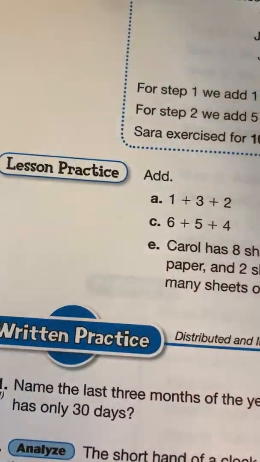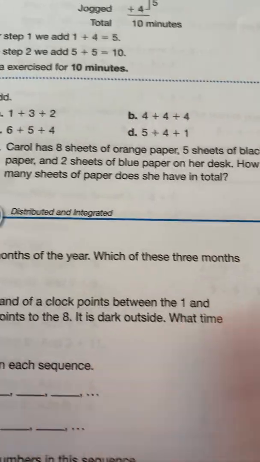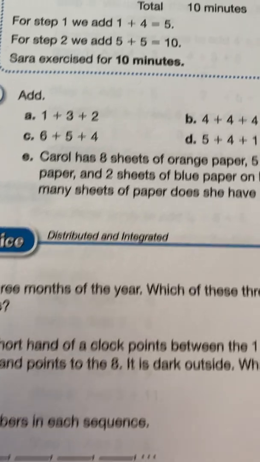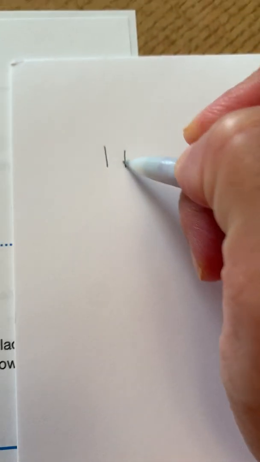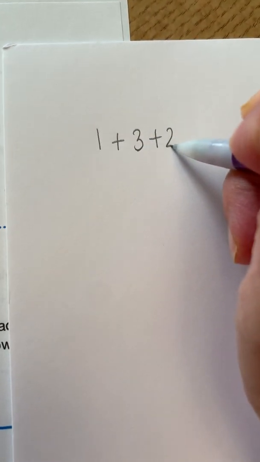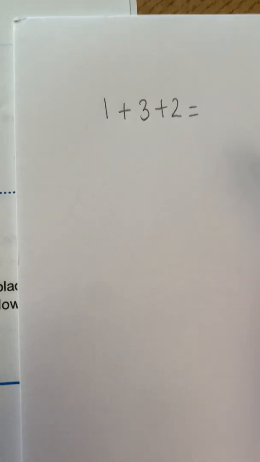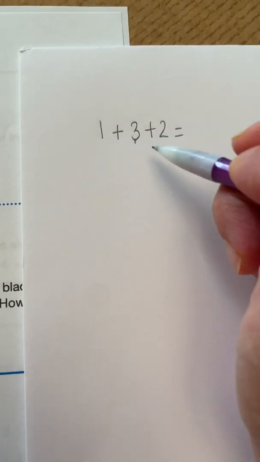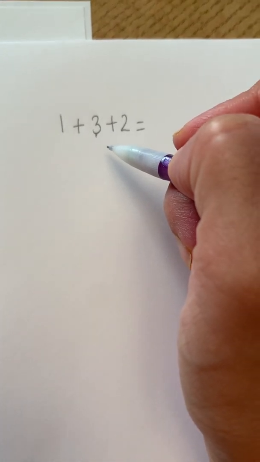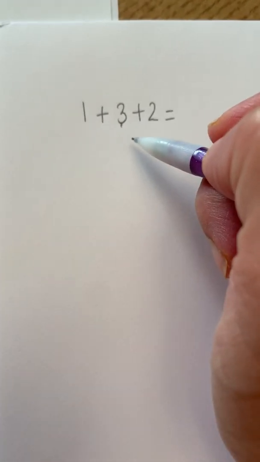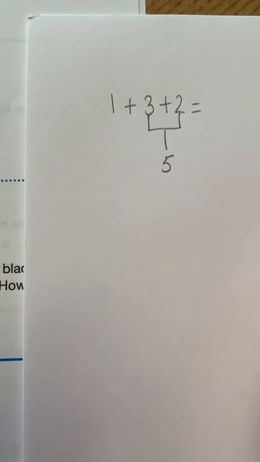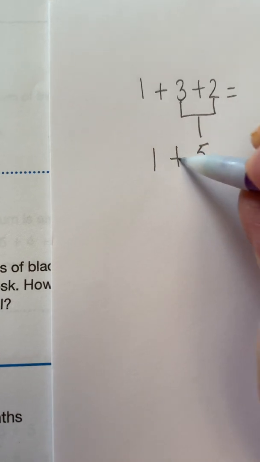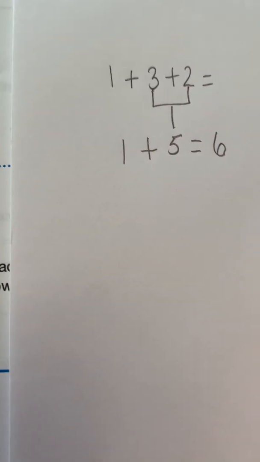I'm just going to get a sheet of paper here so we can solve them together. Okay, so the first one, we have here 1 plus 3 plus 2. My suggestion would be to always work with numbers that are going to equal 5 or 10, because those are easy sums to work with. So here, 3 plus 2, that's going to be 5. So I have 1 plus 5 equals 6, okay?